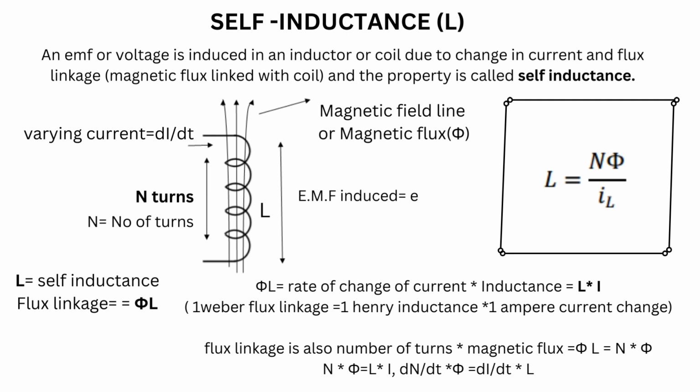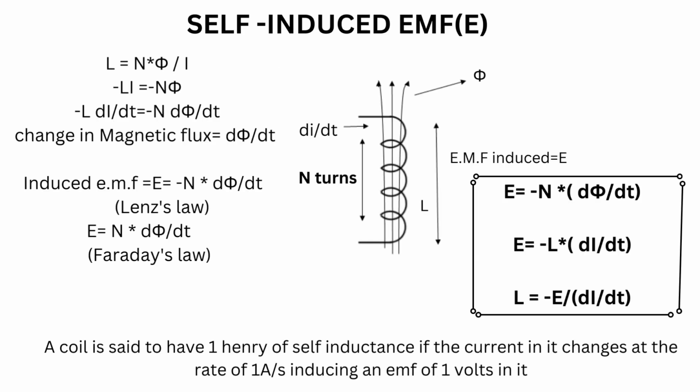It means if a current of 1 ampere flowing through a coil produces 1 Weber of flux linkage, then that coil is said to have a self-inductance of 1 Henry. That is L equal to N phi by change in current. So we have arrived at the formula for self-inductance. And next we will look at the induced EMF.